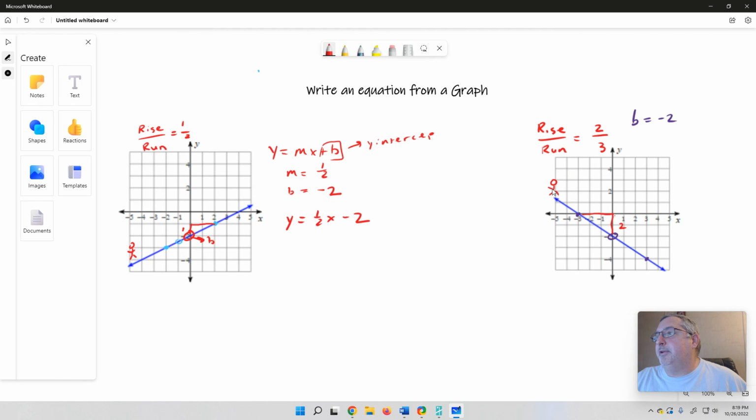And again, if I'm a little person standing right there, when I go from left to right, I don't walk uphill or downhill. If I walk downhill, that's negative. And so my equation is y equals -2/3 x minus 2.